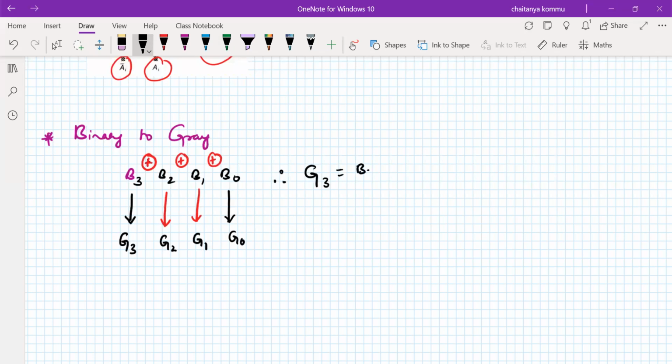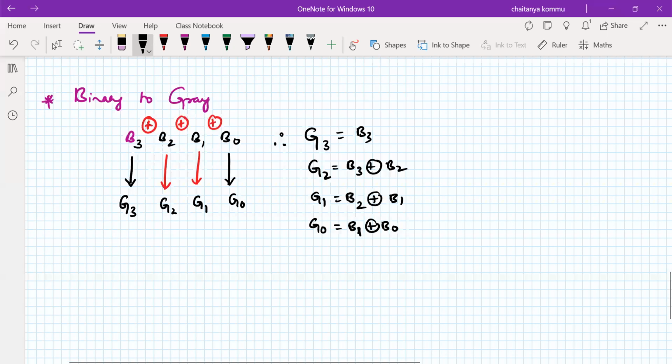Therefore, what I can write now here is that simply it is an exclusive OR operation only. G3 is B3. If it is G2, what will happen? It is B3 exclusive OR B2. What is G1? G1 is B2 exclusive OR B1. So G0 stands for B1 exclusive OR B0. Okay, this is how we have to write.